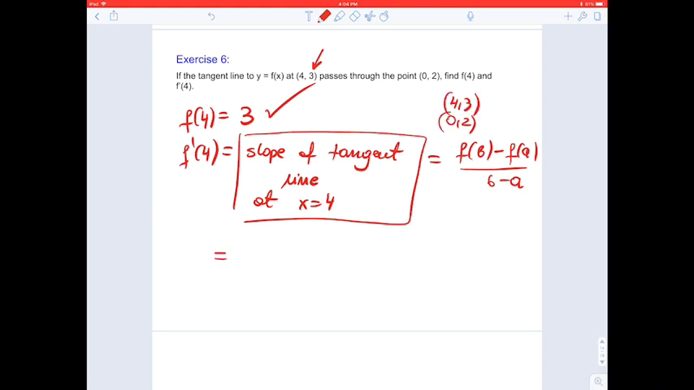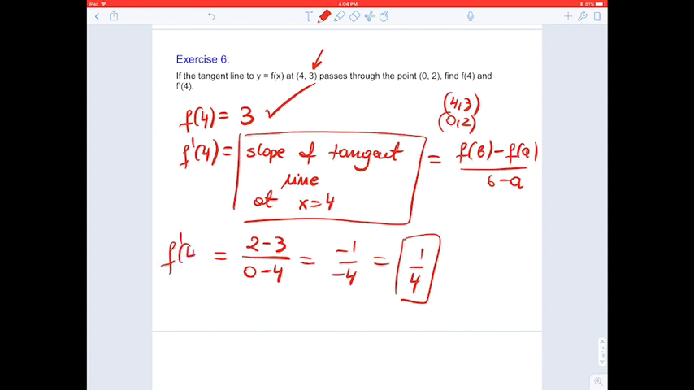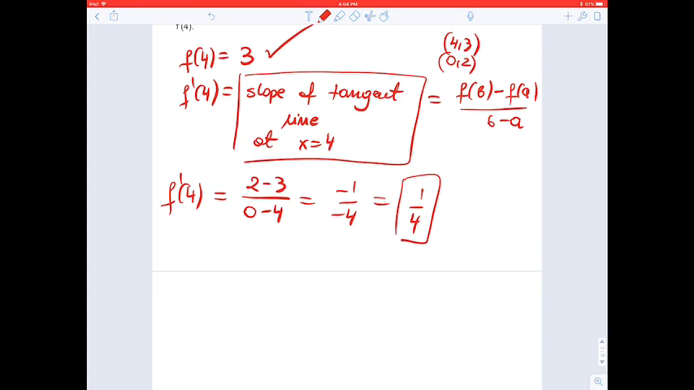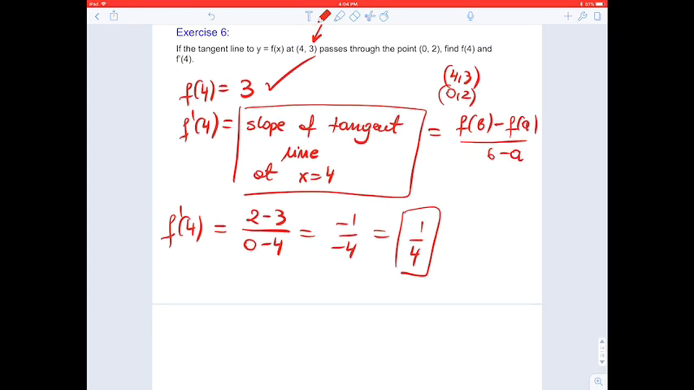Let's compute. Subtracting 2 minus 3 and 0 minus 4. Negative 1 over negative 4. 1/4 is the slope of the tangent line because it goes through these points, but also, in our new understanding, it is the value of the derivative of the function at 4. Okay? That's the slope of the tangent, 1/4. Make sure that you understand the concept from this section.